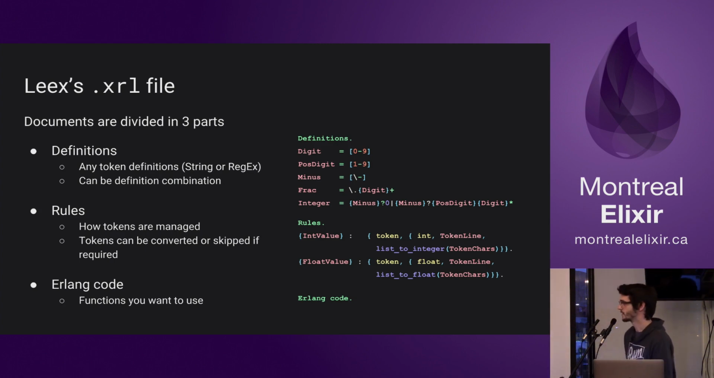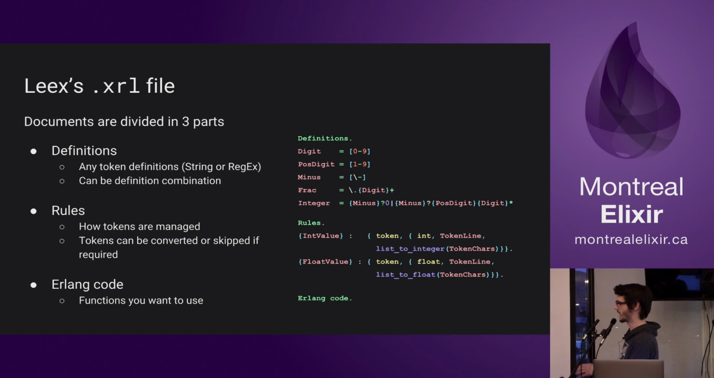So the XRL file for the Lexer takes three parts. It has the definitions, where you have the token definitions. You set a name and how they are represented. It can be a string or a regex. They are not really regex, but they use the same tokens, so it might be easy for anyone who is used to regex. You have the rules part, as you can see under, where you define how you want to handle some tokens. For instance, up top we have digit, which is 0 to 9. We have positive digit, that is 1 to 9, and there it goes.